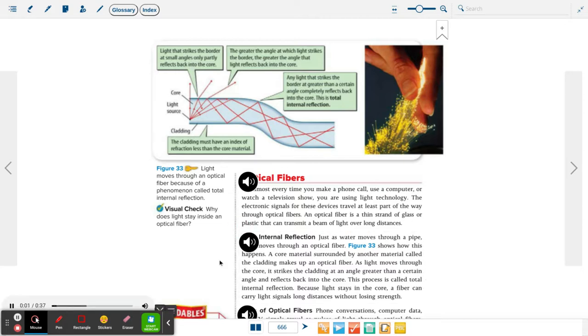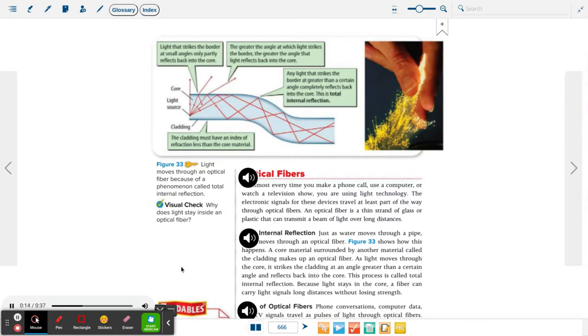Total internal reflection. Just as water moves through a pipe, light moves through an optical fiber. Figure 33 shows how this happens. A core material surrounded by another material, called the cladding, makes up an optical fiber. As light moves through the core, it strikes the cladding at an angle greater than a certain angle and reflects back into the core. This process is called total internal reflection. Because light stays in the core, a fiber can carry light signals long distances without losing strength.